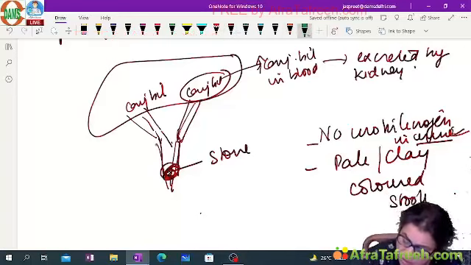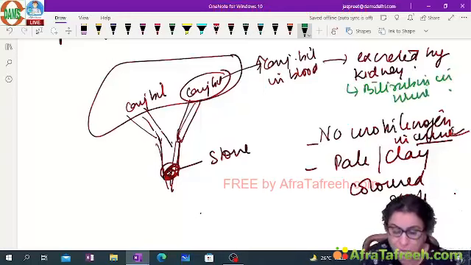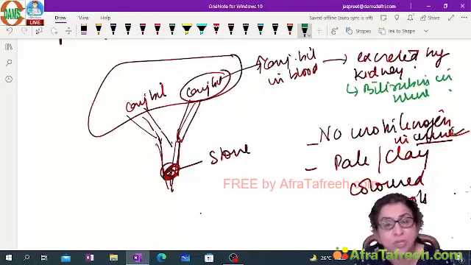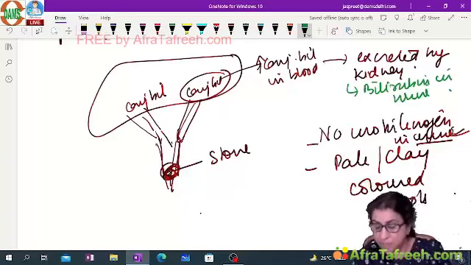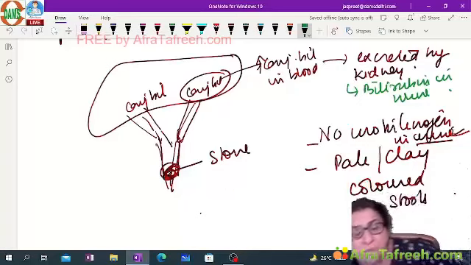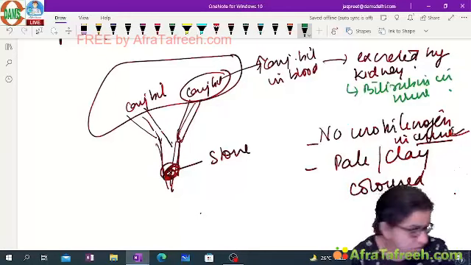Since it is excreted by the kidney, you will find bilirubin in urine. So bilirubin will come in the urine, but no urobilinogen in the urine and no urobilinogen in the stools. Because of bilirubin, the urine will become dark colored. So this is what we see.